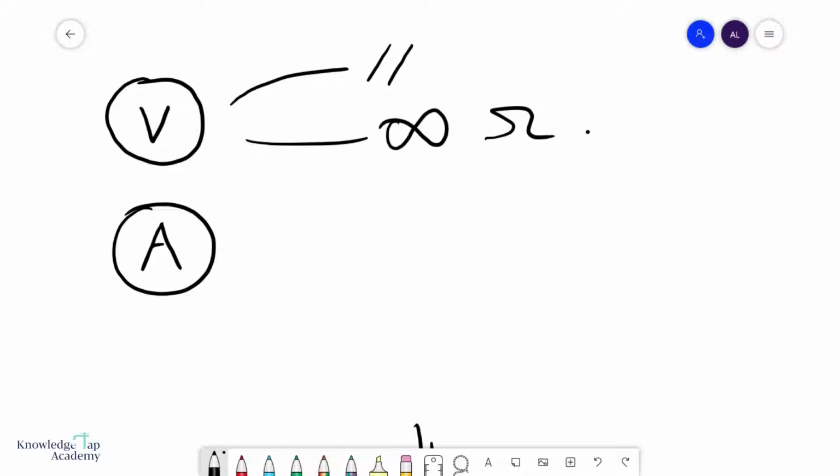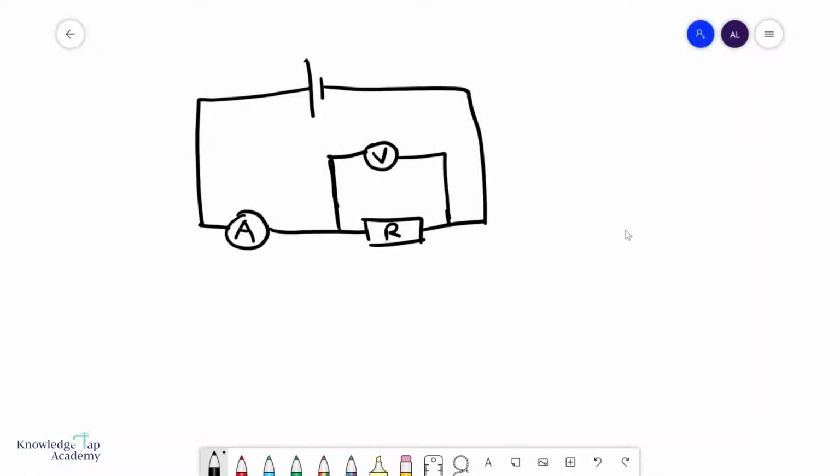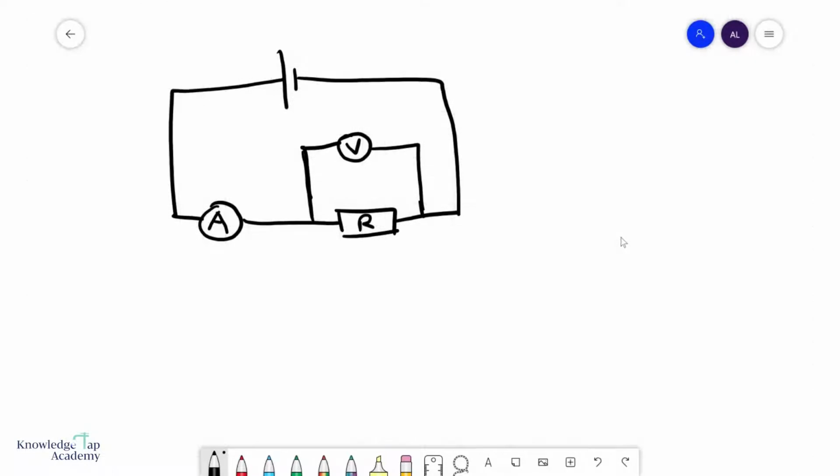As for ammeters, they will always be connected in series with the circuit, series. And of course, ammeters measure the current that flows through them. And ideal ammeters have zero resistance. So let's look at how they are connected over here. I think this is quite simple. Of course, the ammeter would measure the current flowing through this point, and the voltmeter measures the potential difference across this resistor. Now, how do we deal, however, with non-ideal ammeters and voltmeters?